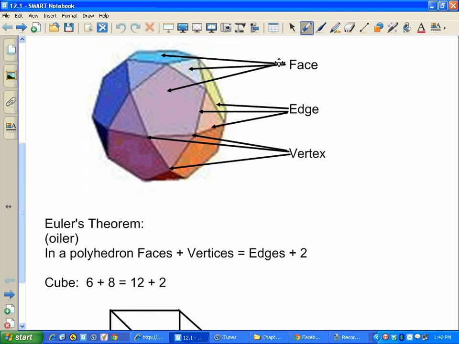So here's kind of a picture of a three-dimensional solid. You can see the faces here. Here's a pentagon that's making up one face of my polyhedron. Here's a triangle that makes up another one. Okay, so I've got lots of faces. Edges are these lines where the two shapes are meeting. Those are edges. And then vertices are the corners. Okay, so kind of the X's where the shapes meet.